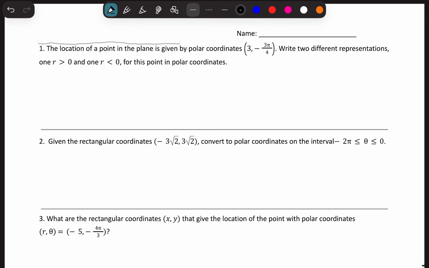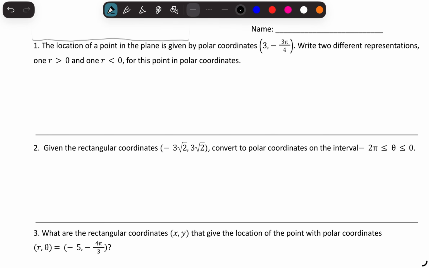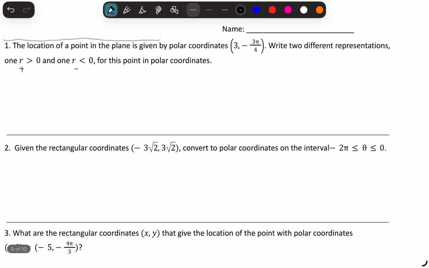So, number 1, the location of a point in the plane is given by polar coordinates 3, -3 pi over 4. Write two different representations, one with a positive r and one with a negative r, for this point in polar coordinates. So, in general, if you have a polar coordinate, it is equivalent as long as you add 2 pi to it.